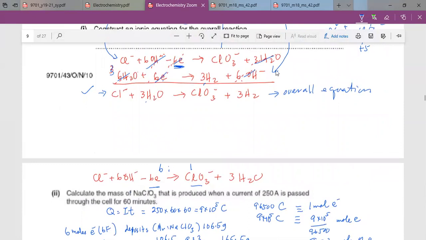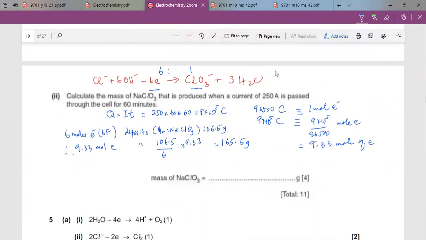Then they say calculate the mass. Now it's calculation. Calculate the mass of sodium chlorate 5 that is produced when the current I passes through the cell for 60 minutes. This is your time. You must change it to 60 times 60, which is in seconds always. Why seconds? Because ampere is coulombs per second. So 1 second gives me 250 coulombs. So you must times 60 times 60 to get the total charge here. This is the total charge, Q.